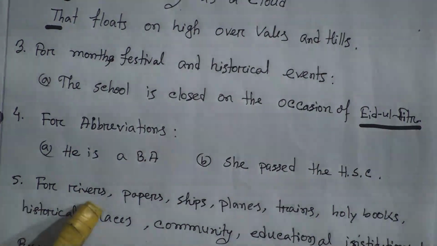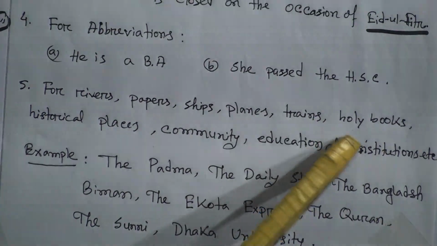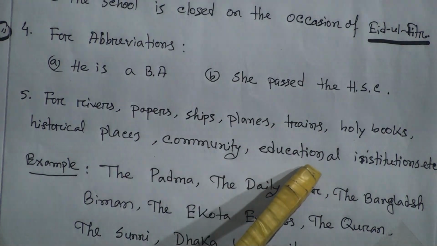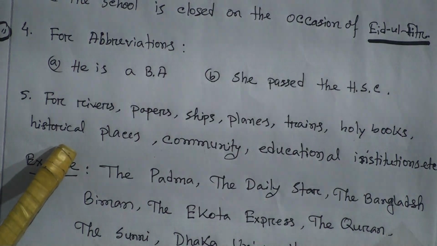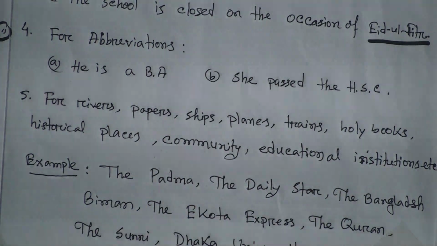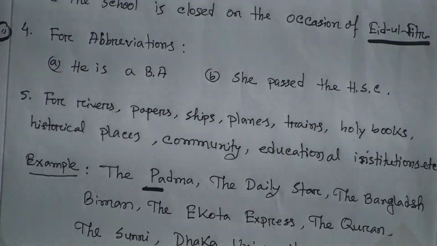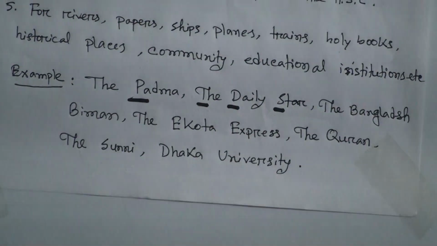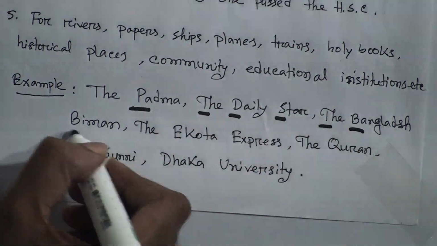Number 5, for rivers, papers, ships, planes, trains, holy books, historical places, community, educational institutions, etc. In all of these cases, we use capital letters. For example, the Padma, look, the first letter P is in capital letters. This is the name of a river. The Daily Star, all the first letters are in capital letters. This is the name of a newspaper. The Bangladesh Biman, here we have also used capital letters.